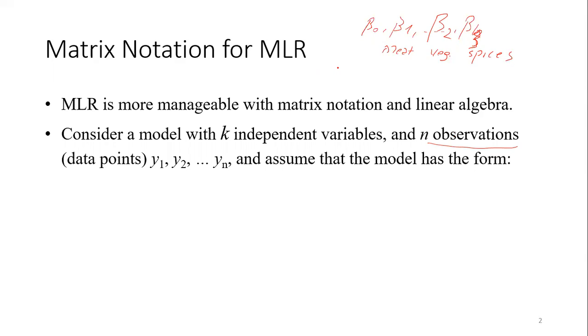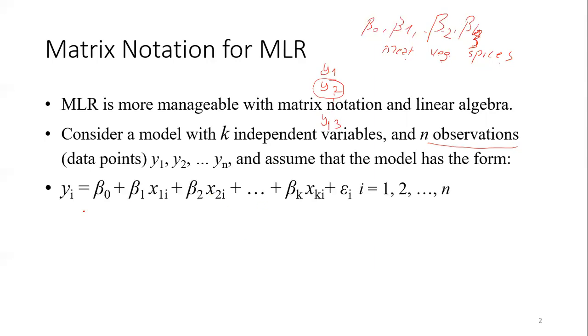So I cooked a meal with different percent of meat, vegetables, and spices, and I recorded Y1, the like rate of that food. And then I cooked another meal with different values of meat, vegetables, and spices, and I recorded its like rate, which is Y2. I have 13 different Y values. Then the model has the following form.